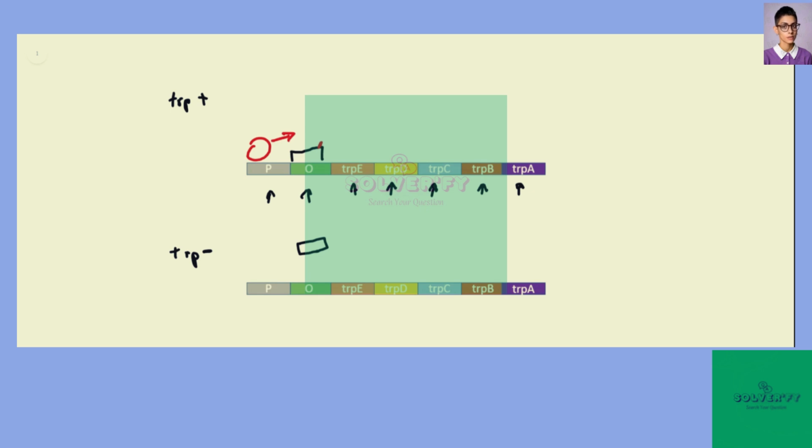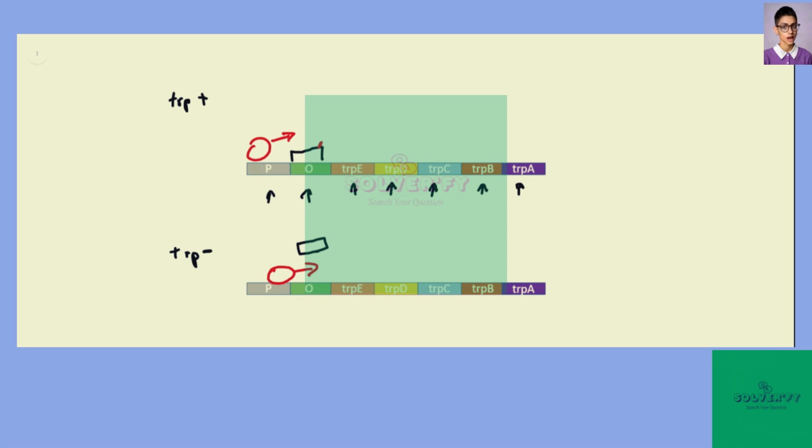Whereas when there's no tryptophan, the repressor is off of the operon, and then the RNA polymerase can bind and start transcribing the set of genes. So that is the overall process of how the tryptophan operon is controlled. Now let's look at our answer choices.